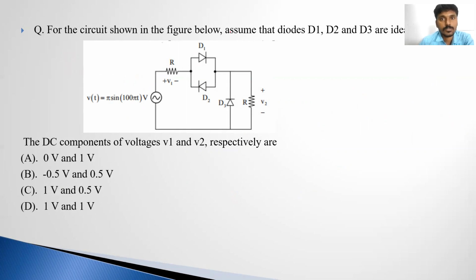For the circuit shown in the figure below, assume the diodes D1, D2 and D3 are ideal. Find the V1 and V2 across this resistance. For example, this is R1 and this is R2. Find V1 and V2. So how can we find this one?